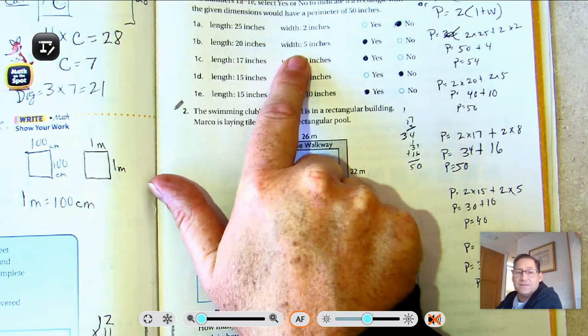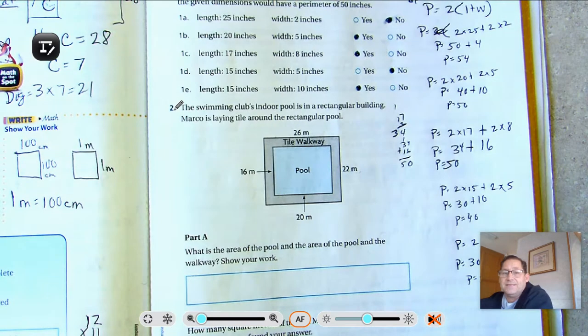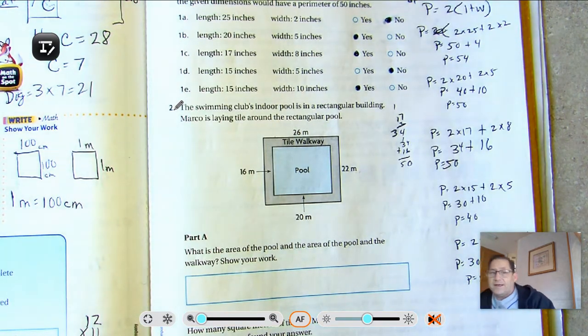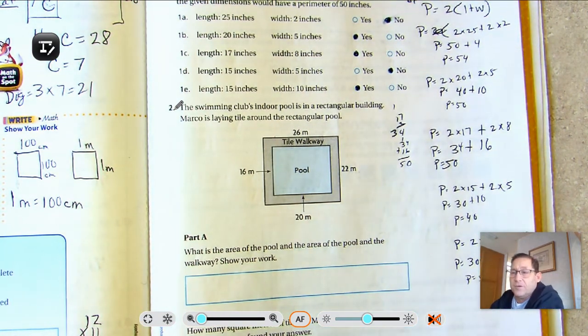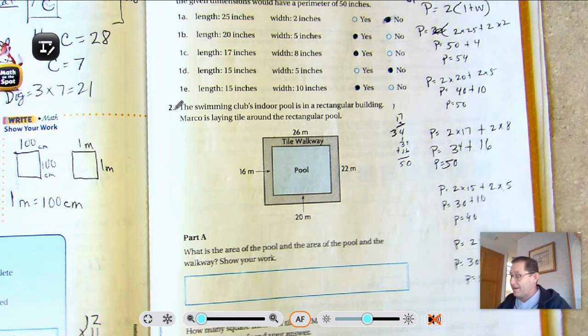20 plus 5 is 25. That is going to be a total of 50. 17 and 8 is 25. 50. 15 and 5 is 20. So if I double that, that's only 40. 15 and 10 is 25. Double it, that's 50. Okay?